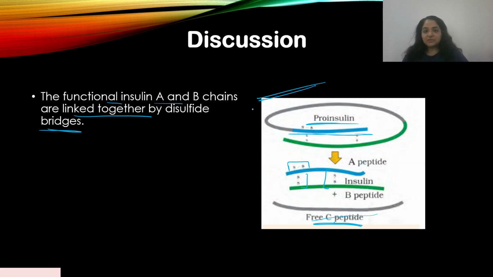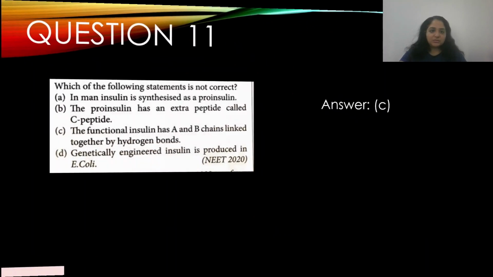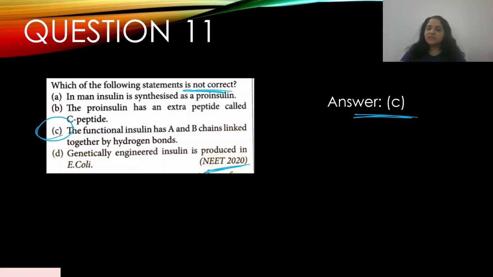And this is taken from NCERT, so you should know this diagram. This is basically how proinsulin is converted to insulin, the mature form that we use. But to answer your question, the rest, A, B, and D, are correct. C is the incorrect statement.